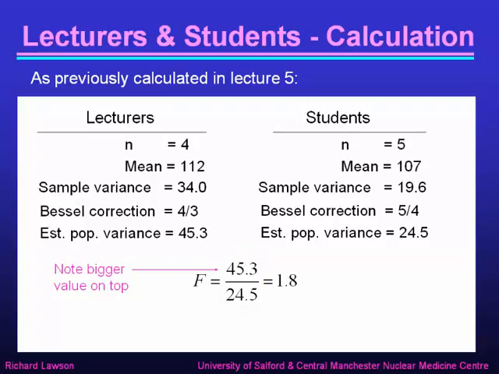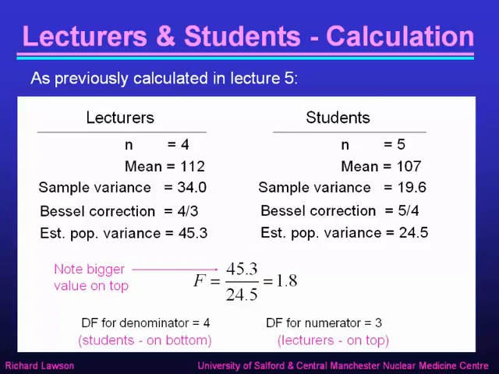We also need to know the number of degrees of freedom, both for the numerator and for the denominator. Now the denominator of 24.5, the number at the bottom of the ratio, came from the students, where n was 5. So n minus 1 is 4, and the degrees of freedom for the denominator is therefore 4. 45.3, which is on the top, the numerator, came from the lecturers group, where n was 4. So n minus 1 is 3, and the degrees of freedom for the numerator is 3. Therefore we've got an F of 1.8 with 4 degrees of freedom for the denominator and 3 degrees of freedom for the numerator.